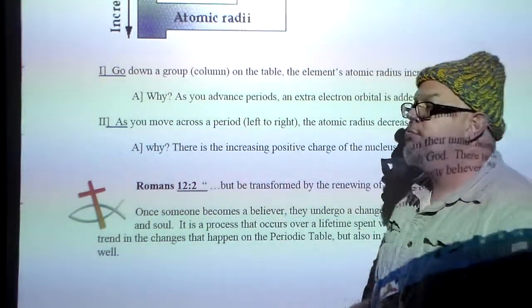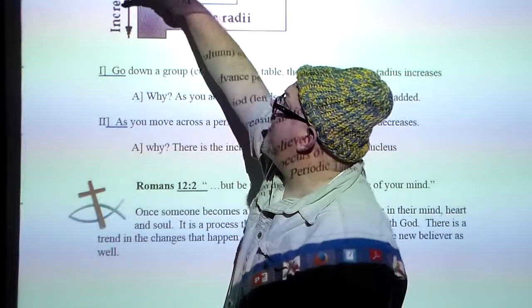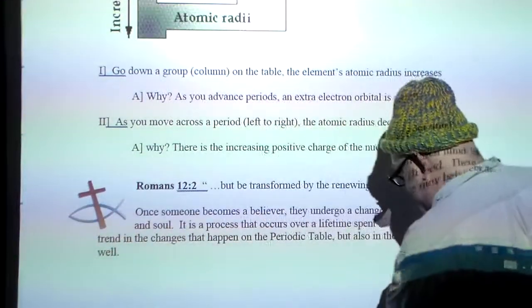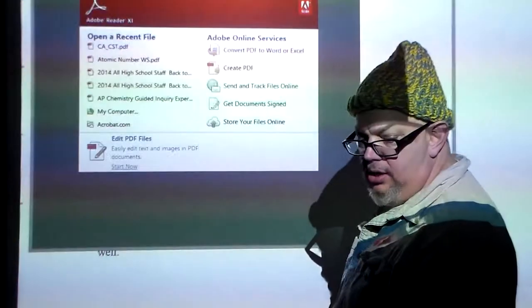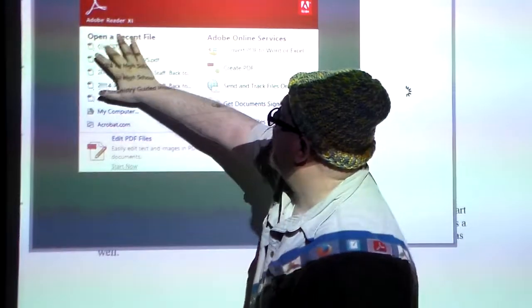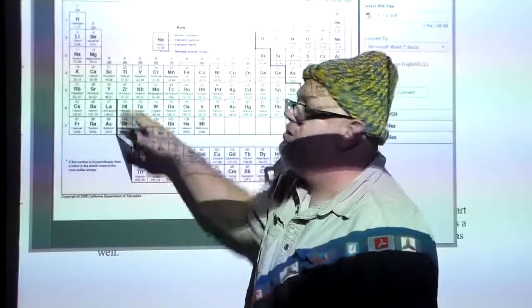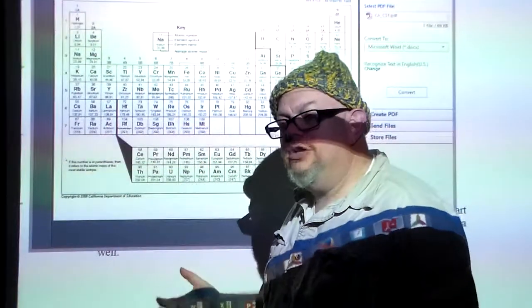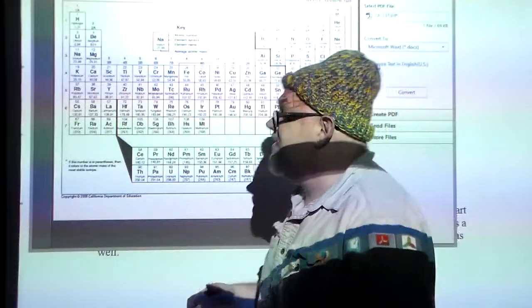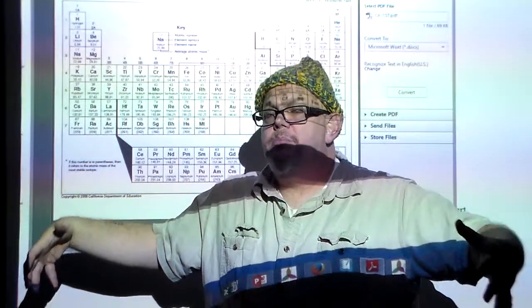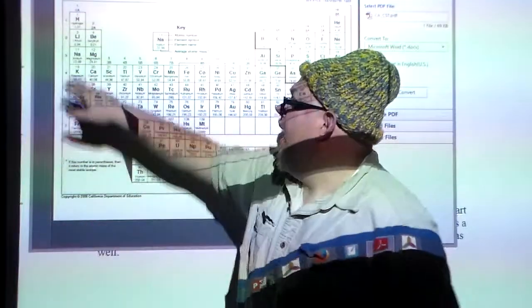Well, why is this? Here's the thing. When you go down each row, let's see if I can call up the periodic chart for a moment. When we're going down each row, that means there's another layer of electrons that are added. And that actually makes the atom a little bit wider, a little bit bigger as we're going down this way.